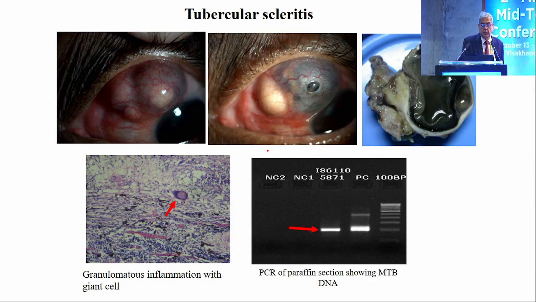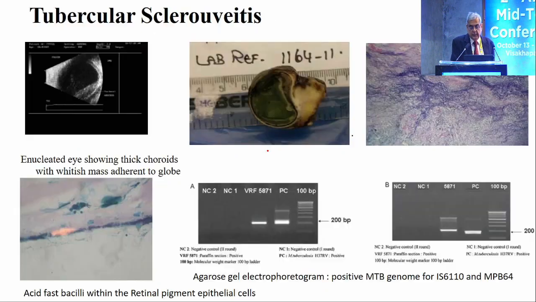In the case of tuberculous scleritis, the eye which was treated with the systemic steroid immunosuppressive agents could not be salvaged, and the eye became painful and blind. The eyeball was removed. This enucleated globe on histopathology showed chronic granulomatous inflammation with giant cell reaction, and PCR of the paraffin section showed Mycobacterium tuberculosis DNA.